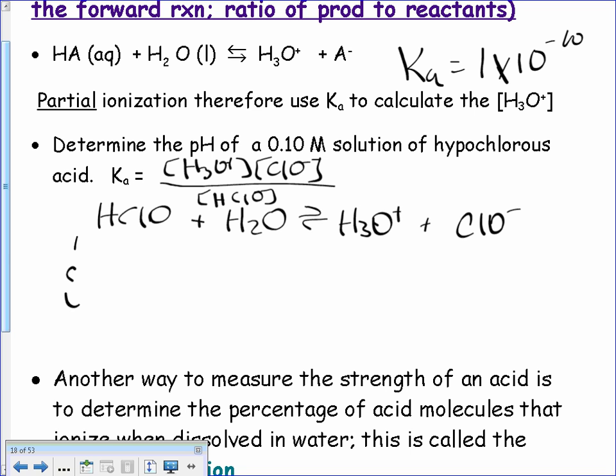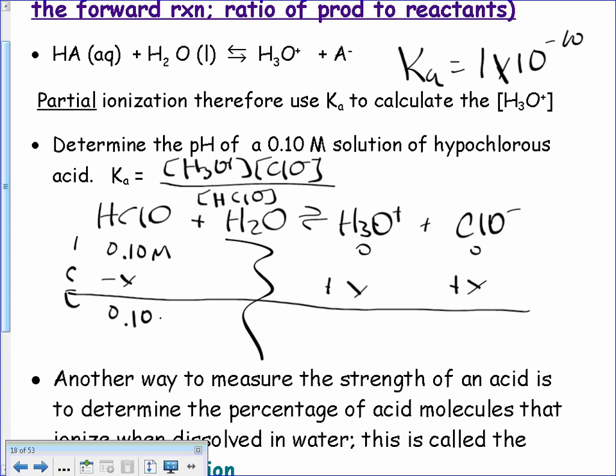What do I know for ICE though? What do I know right now for my problem? Under hypochlorous, I know 0.1 molar is hypochlorous's initial concentration. I don't have anything to do with water because it's a liquid. I have 0 and 0 for both products because it doesn't tell me, and it's before the reaction actually begins. How much changes? I don't know. What do I call it? X. So I'm minusing 1x here, adding 1x here, adding 1x here. This is not new either. 0.10 minus x, x, and x.